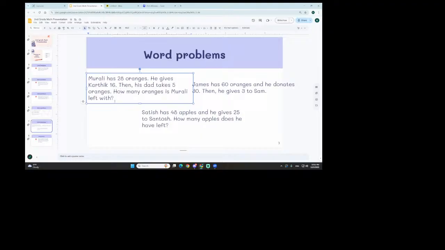Okay, continue. So let's start with the problems now. Now that you guys have had a few minutes. So Murli has 28 oranges. He gives Karthik 16. Then his dad takes 5 oranges. How many oranges is Murli left with? So we know how to start. We have to identify how many oranges we start with, which is 28, because he has 28 oranges.